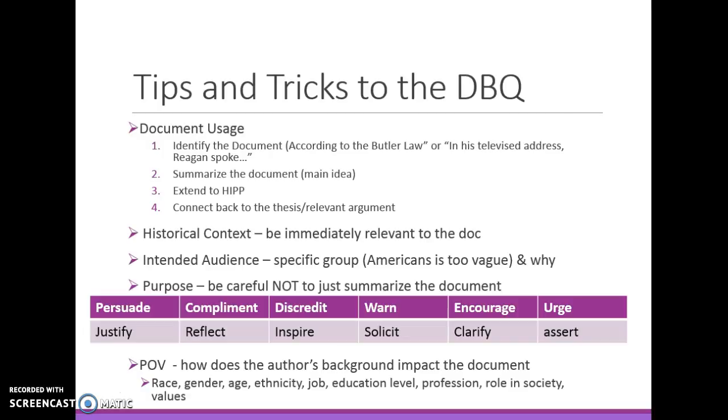Point of view: how does the author's background impact the importance of the document, or impact how they wrote it, or why they feel that way? Some options: race, gender, age, ethnicity, job, education level, etc.